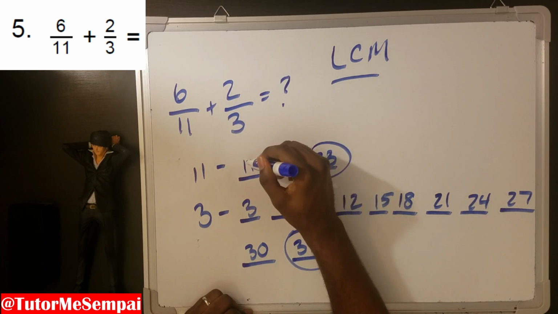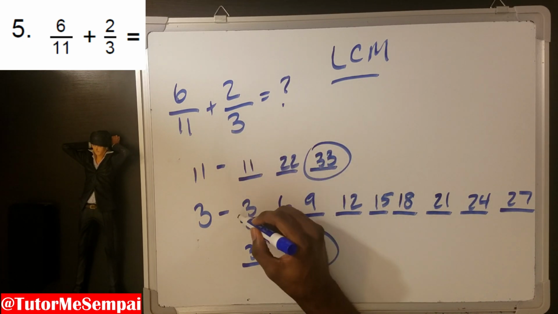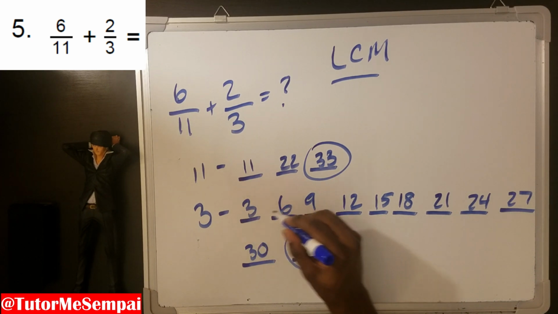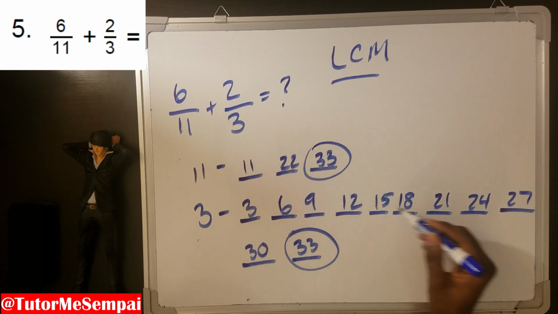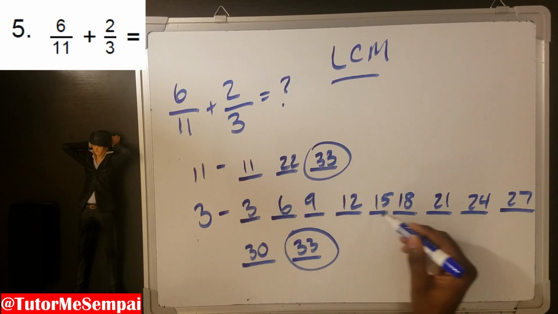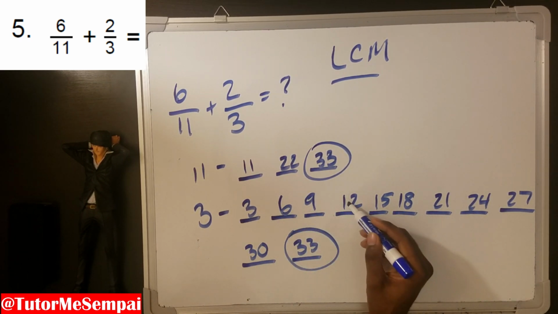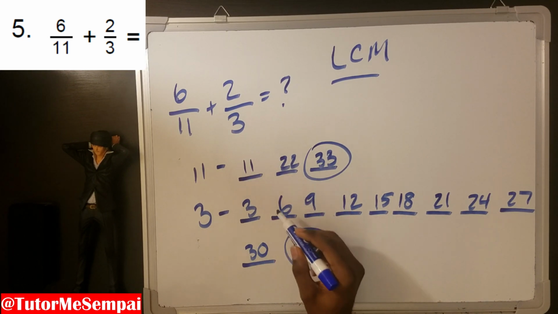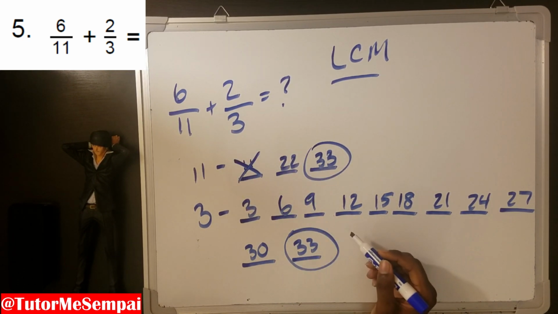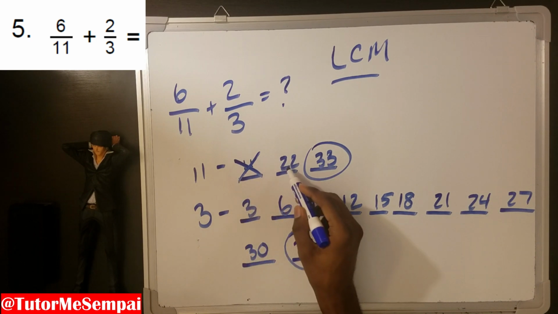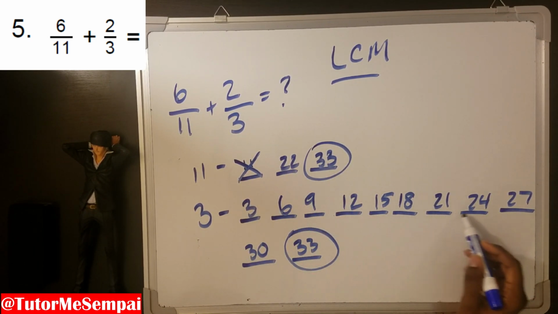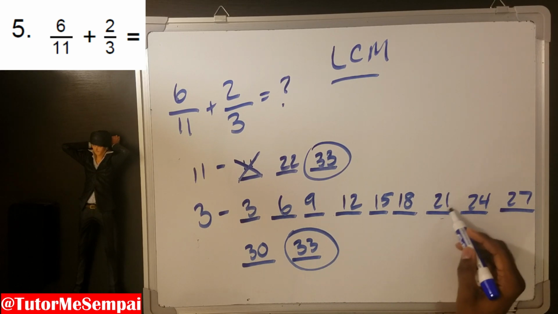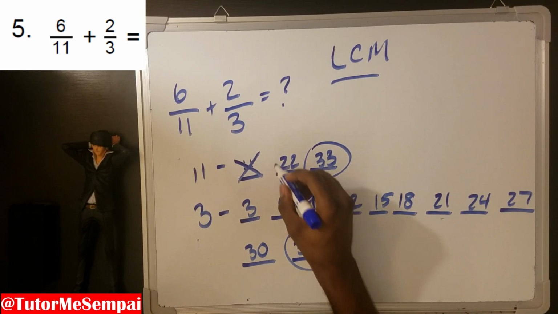Now let's see, do they have 11 in common? If we look at the multiples of 3, do you see 11 here? Is 11 a common multiple with 3? No. We have 12 and we have 9, but we don't have 11. So we don't have 11 there. Now let's look at 22. Is 22 common between the two? No, we have 21 and 24, but we don't have 22.